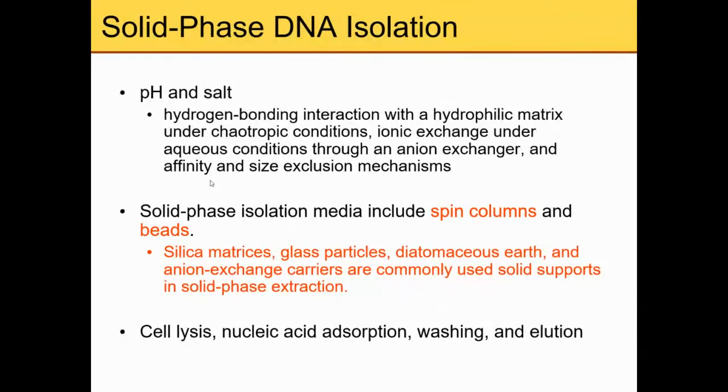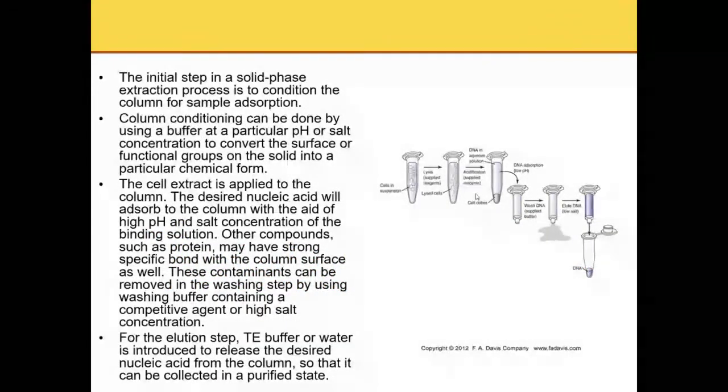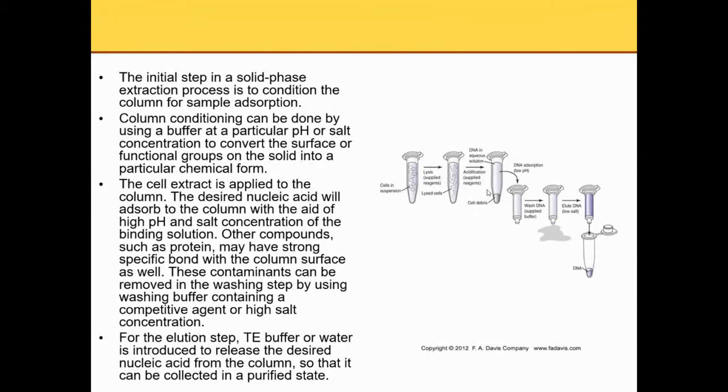And then the solid phase DNA isolation, so you have a spin column that has either the silica matrix, glass particle, and diatomaceous earth, or the anion exchange carrier. Then you'll be able to bind the DNA when you run the cell extract through the column, and later on you can elute the DNA. So this is just the procedure for the spin column to isolate the DNA.